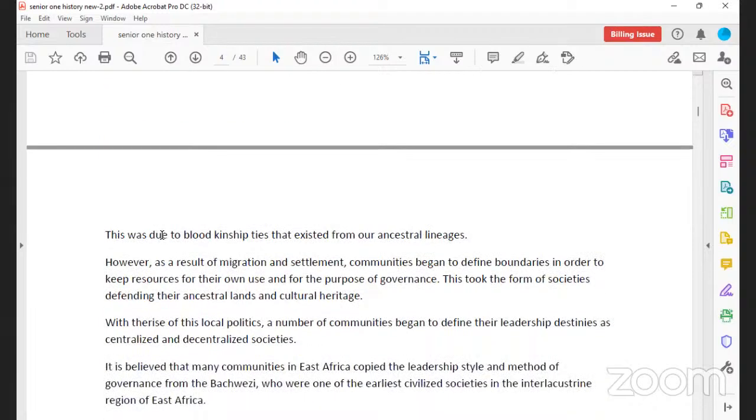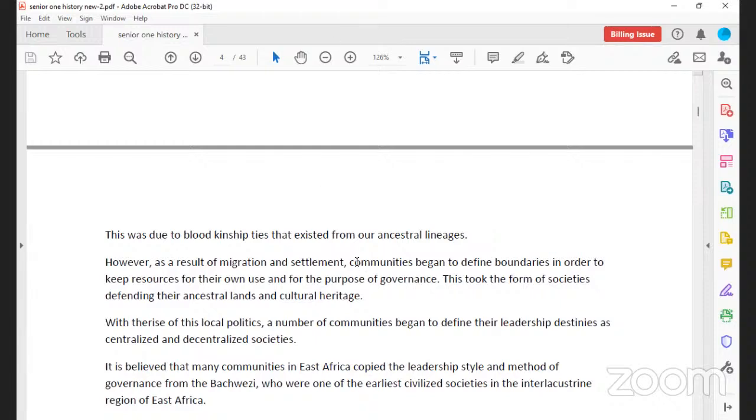However, as a result of migration and settlement, communities began to define boundaries in order to keep their resources. Some families decided to create boundaries such that they don't lose their resources for their own use, for the purposes of governance. This took the form of societies defending their ancestral lands and cultural heritage. That's why we have what we call ancestral homes. Each and everybody has an ancestral home.